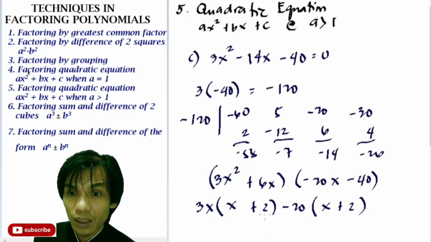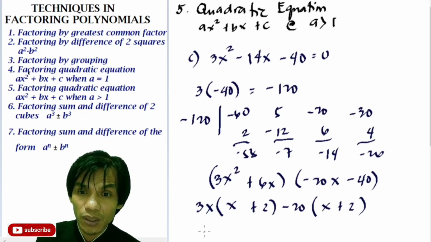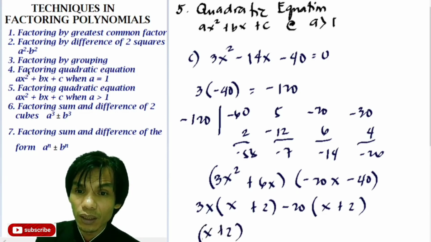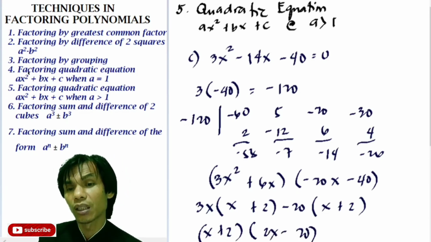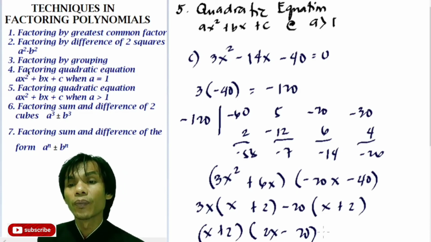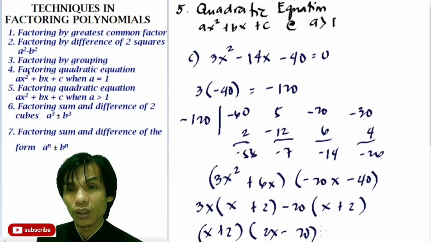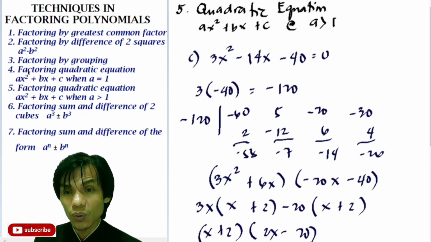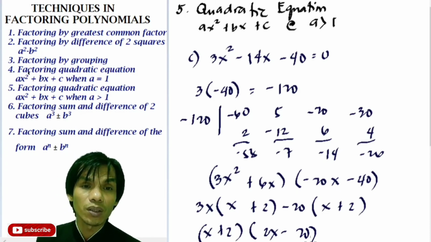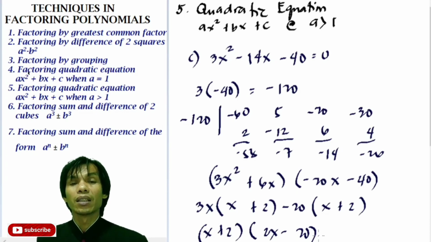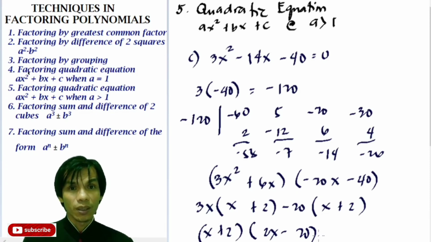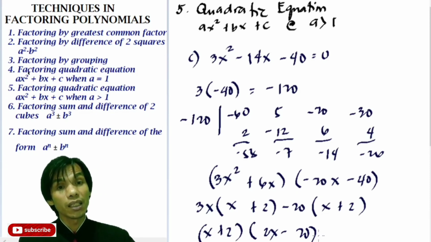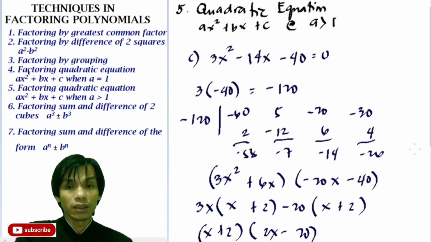Notice, pareho na silang may x plus 2. So, if factor out natin, lalabas natin, that's x plus 2. And then, ano natira? 2x minus 20. So, yan na yung kanyang sagot. So, therefore, ang factor ng 3x squared minus 14x minus 40 is equal to 0 is x plus 2 times 2x minus 20. Yan yung mga tatlong example ng quadratic equation ax squared plus bx plus c wherein a is greater than 1.